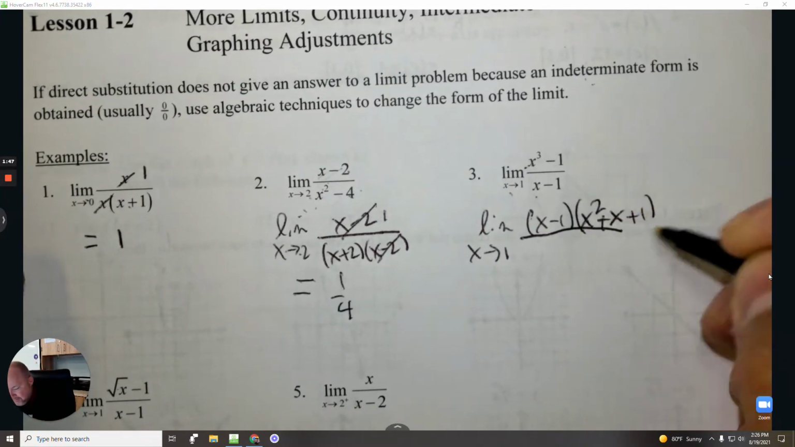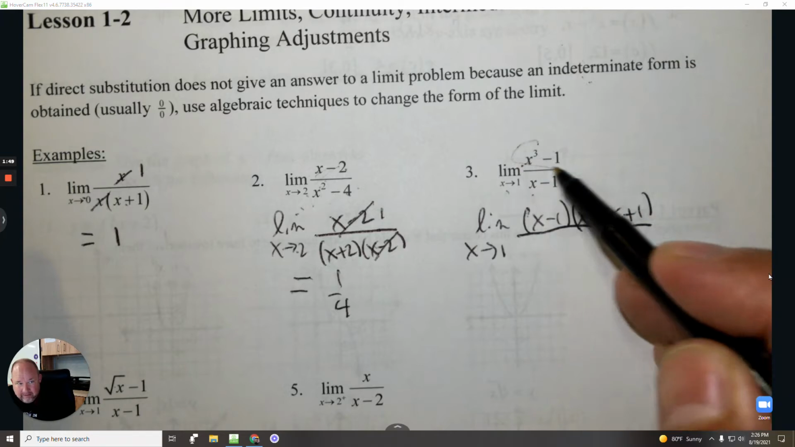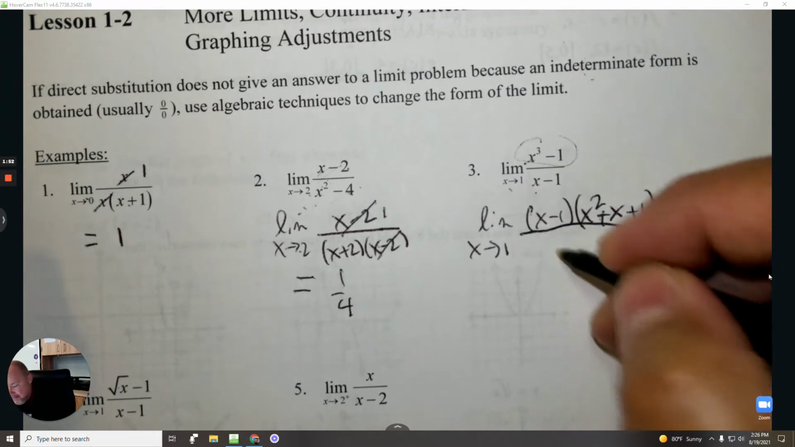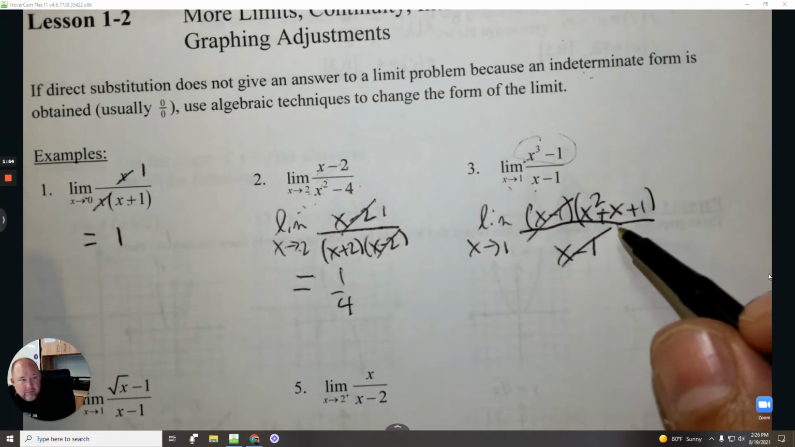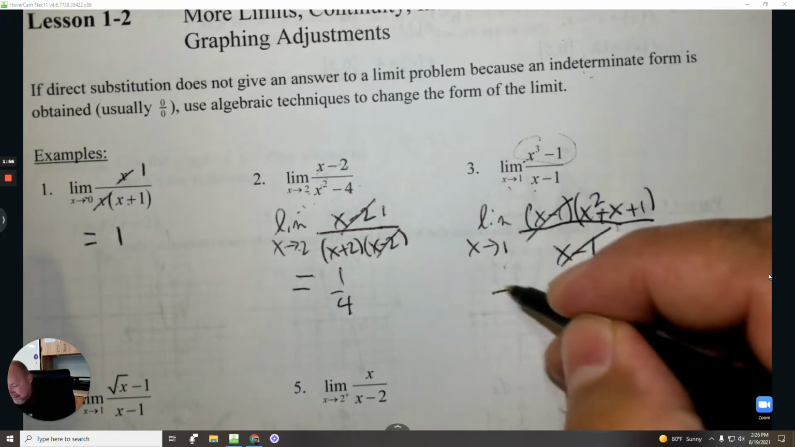There's a little formula to it. I'm not going to stress out about factoring a difference of cubes right now. The x subtract 1's do remove. Now plug 1 back in and you get the answer 3.